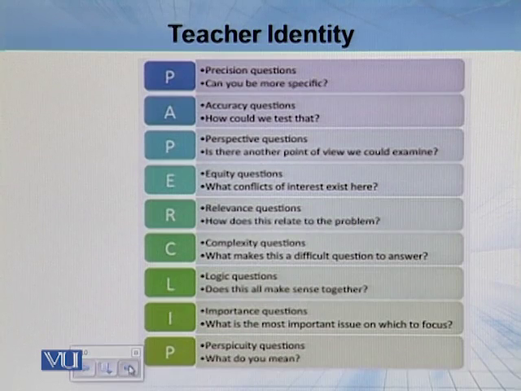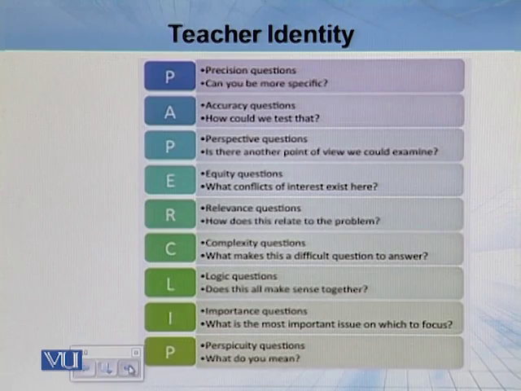The R in PAPERCLIP stands for relevance questions. How does this relate to the problem? How does X relate to Y? How is all of this understood as a whole, as a logical whole?